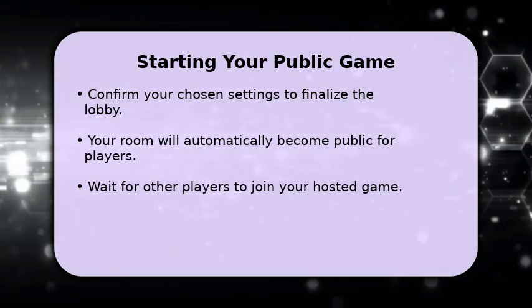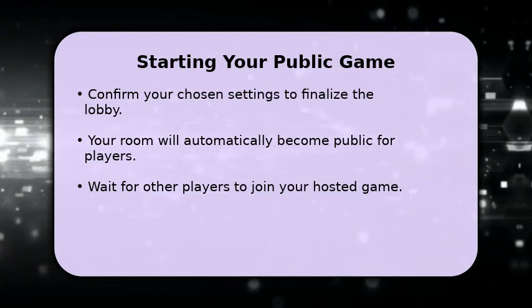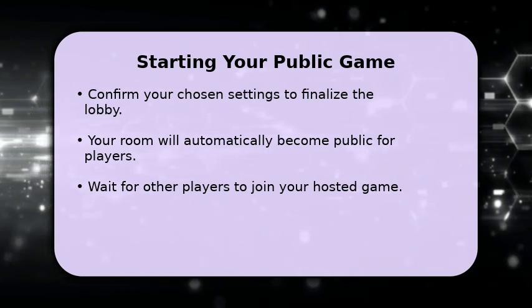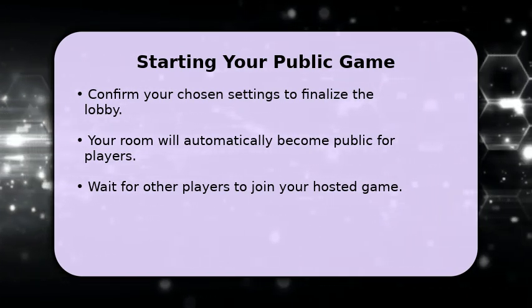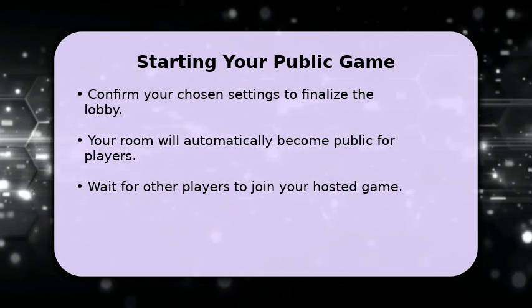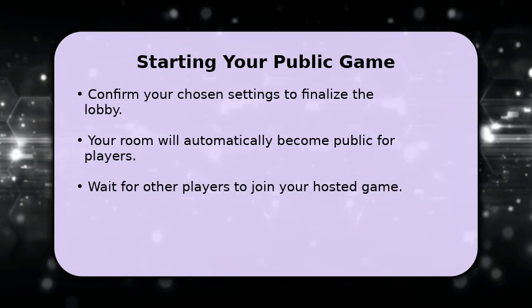After you've set all your preferences, simply confirm your choices. Your game room will then be created and automatically made public, allowing other players from around the world to see and join your lobby. You'll see players start to appear in your room. Once you have enough players, you can start the game and begin your adventure as a crewmate or an imposter.